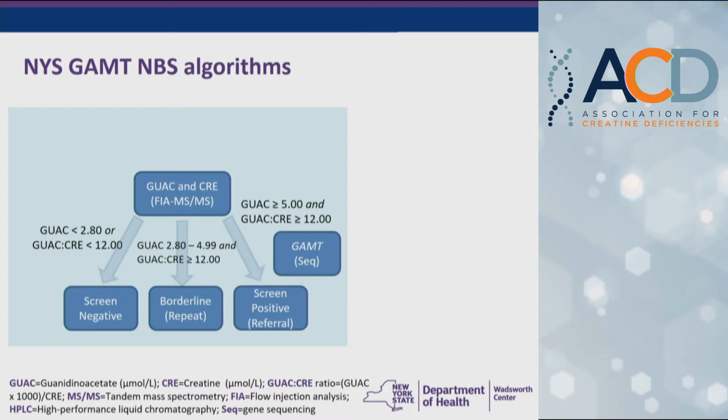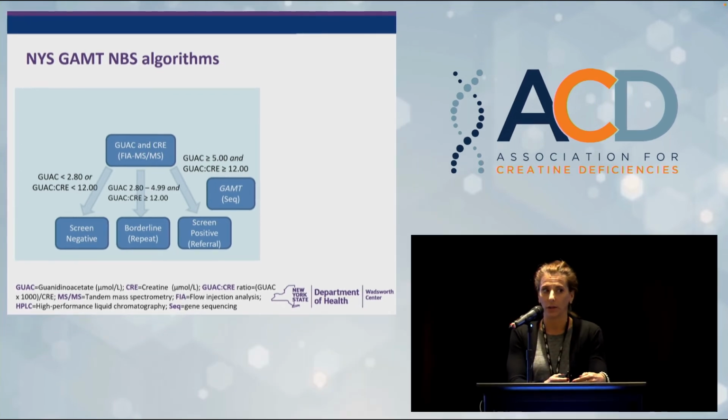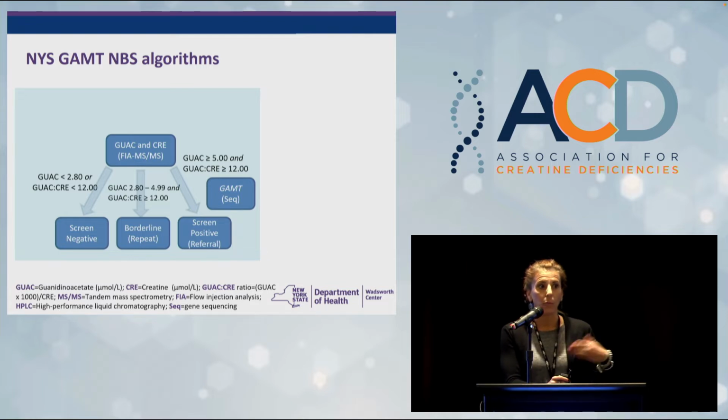And then babies who have significantly elevated guanidinoacetate and a high ratio of guanidinoacetate to creatine are considered screen positive. We do sequence the GAMT gene in all of our screen positives, but I'll emphasize that we do this to provide additional information to our clinicians. If you have a baby who has abnormal biochemical levels and 2 pathogenic mutations, you can be pretty sure that the baby is affected, but we don't use the molecular results to make decisions, and we don't say a baby is negative or positive based on the sequencing.